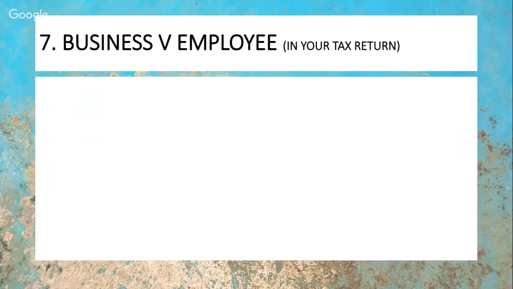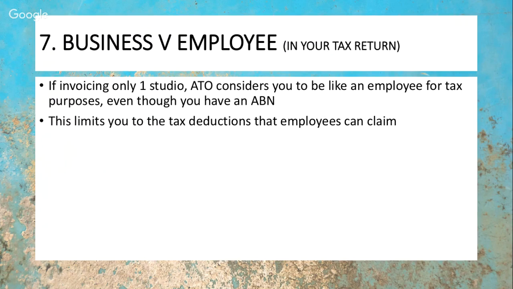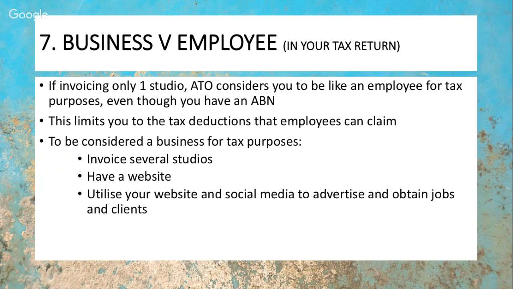Tax hack number 7, business versus employee in your tax return specifically. If you are a contractor and you're invoicing only one studio, then the ATO actually considers you to be like an employee for tax purposes, even though you have an ABN. This does limit what tax deductions you can claim, as if you are an employee. To be considered a business for tax purposes in your tax return, you need to be invoicing several studios. Having a website certainly helps, and if you're utilising that website and social media to advertise and obtain jobs and clients, then the ATO looks at you as operating more of a business.